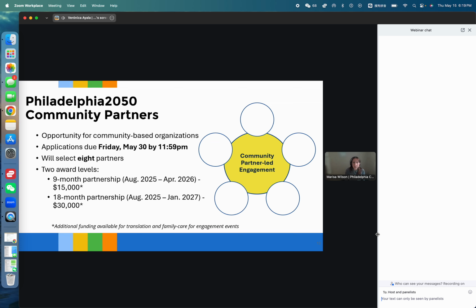So community groups can apply for this partnership for a period lasting either 9 months, starting August 25th and running through April 2026, or an 18-month partnership starting in that same August, running to January 2027. Over the next few slides, I'm going to cover what exactly community partners will do at these different partnership levels and what funding levels they will receive.